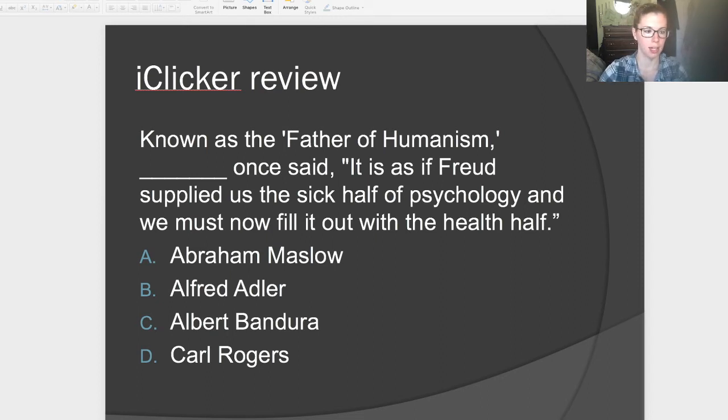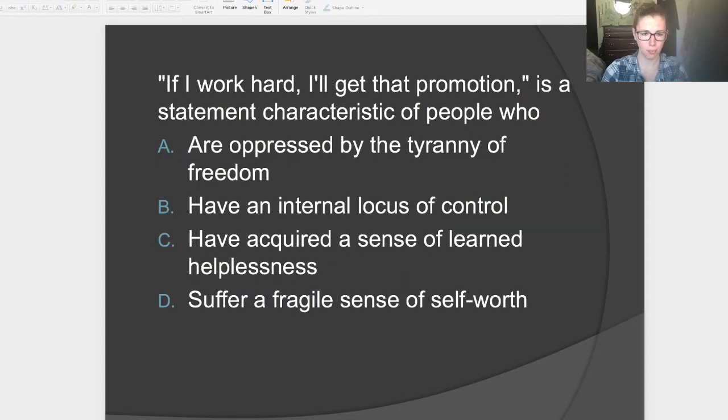Okay, the next theory we're going to talk about is the social cognitive perspective. So, "If I work hard, I'll get that promotion" is a statement characteristic of people who... Clicker question. I'll give you a second to test yourself. It should be C. Not C. B. Have an internal locus of control.